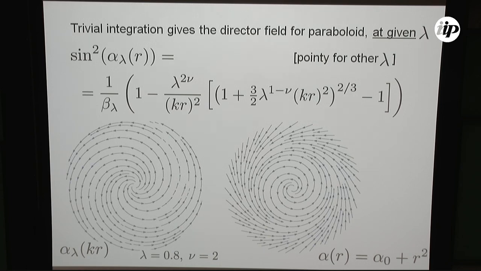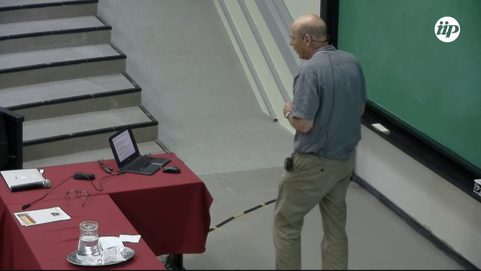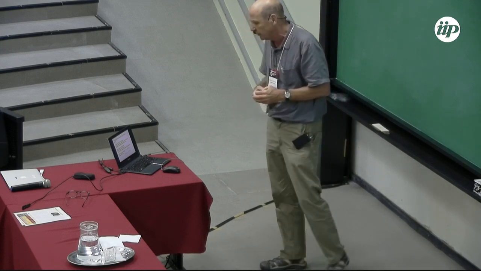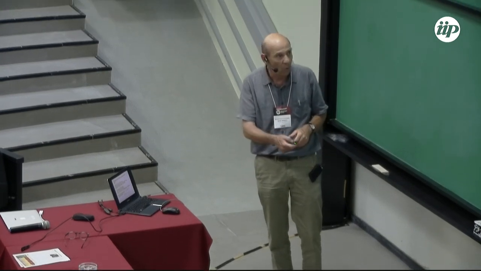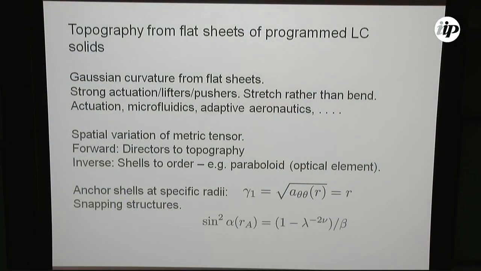And there's a whole family of curves you can do which have this particular form. The rest you have to work harder for. So this is a summary of what I've said. I want topography from flat sheets of programmed liquid crystal solids. I want the Gaussian curvature. I said before why I want it, all of these things here. It comes from the spatial variation of the metric tensor. There's a forward and a backward problem. And then having done all of this, I'd like to anchor these shells at specific radii.